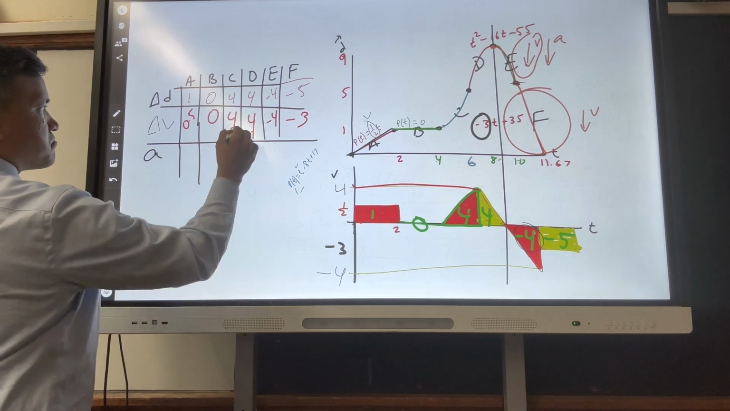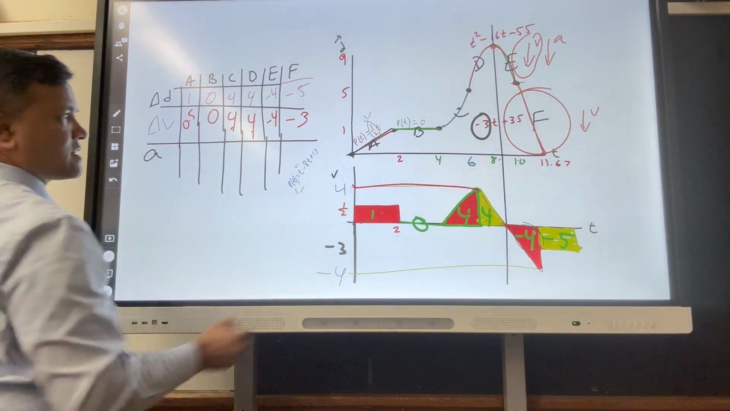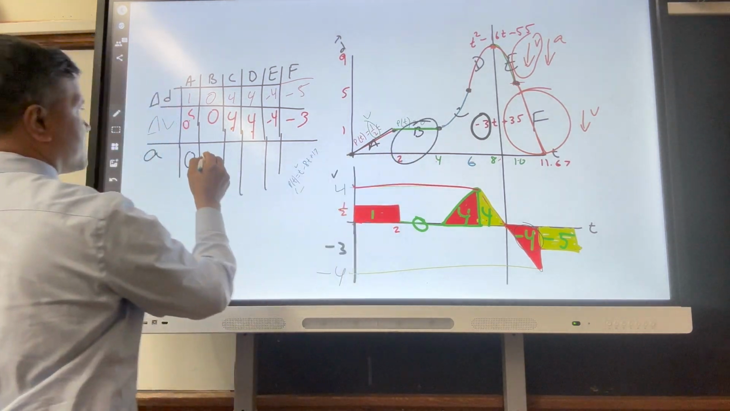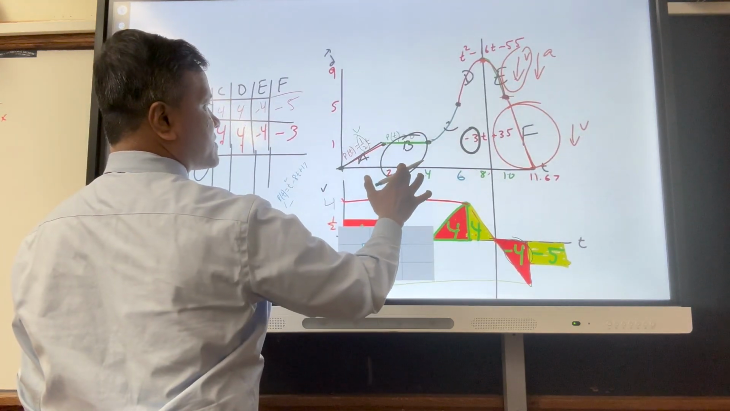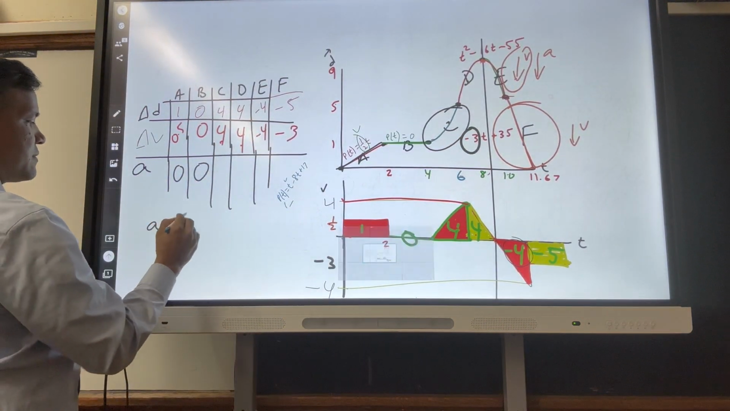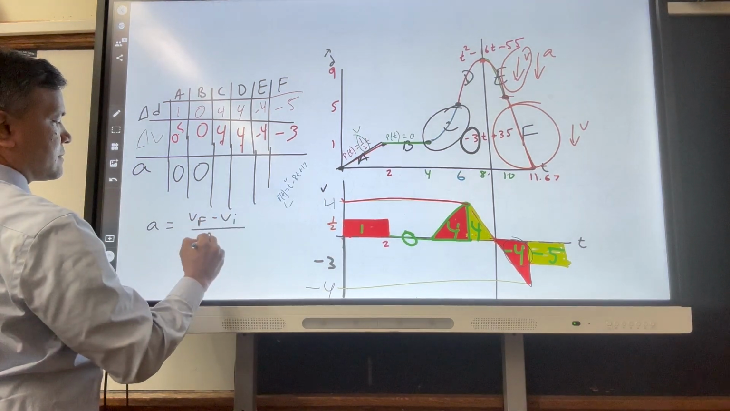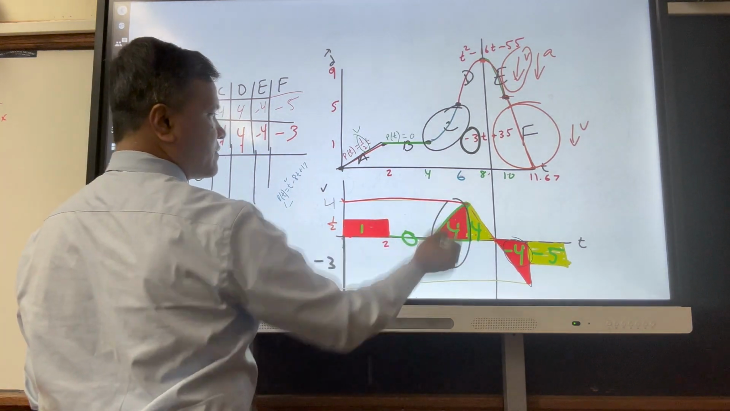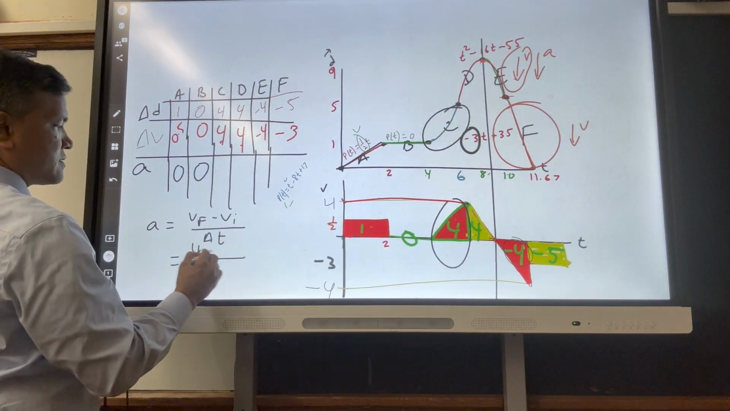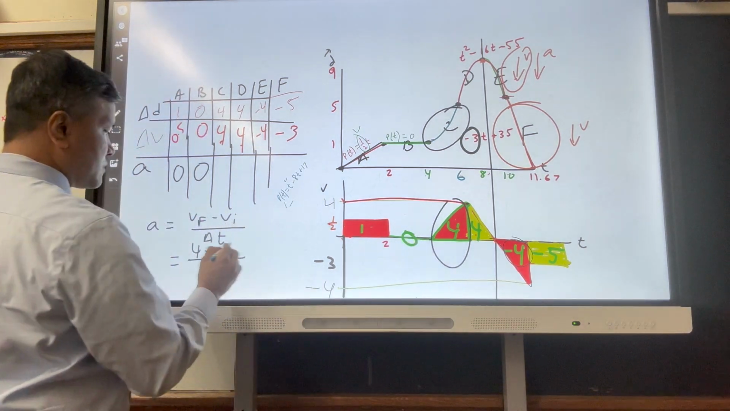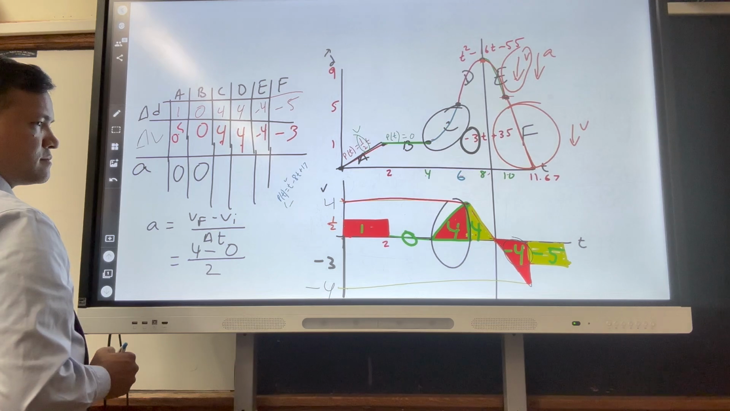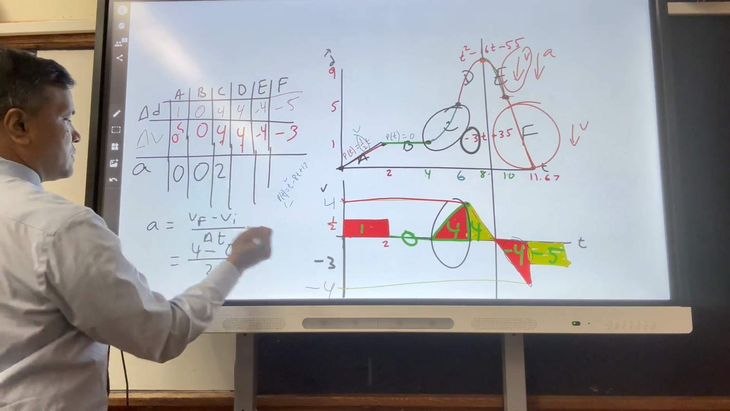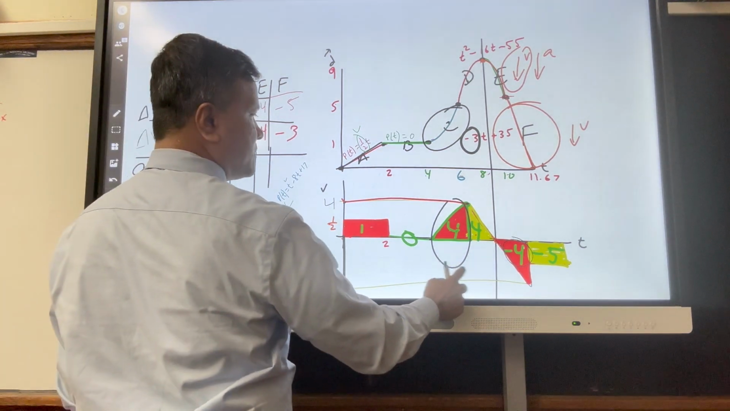So what is the acceleration here? 0. What is the acceleration here? 0. What is the acceleration here at location C? Well, acceleration is Vf minus Vi over delta t. At location C, at Vf, what is the velocity? 4, final velocity. Initial velocity is 0, over 2, right? So 6 minus 4, which is 2. So acceleration is 2.